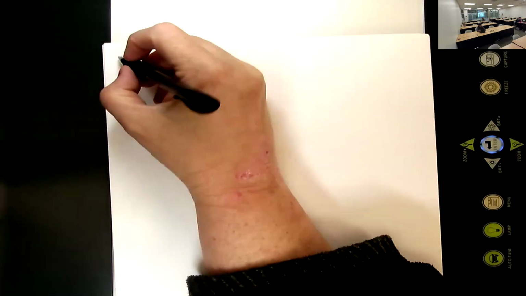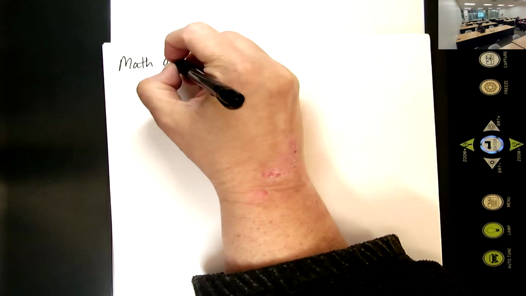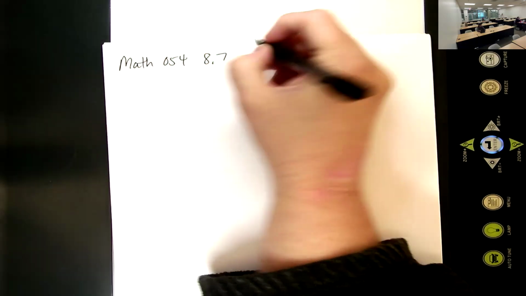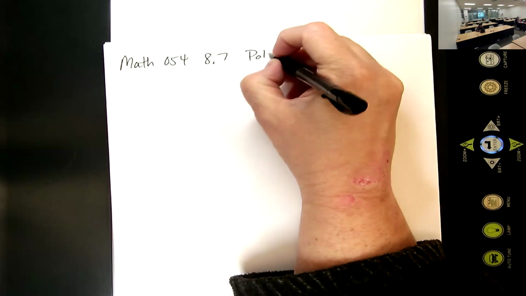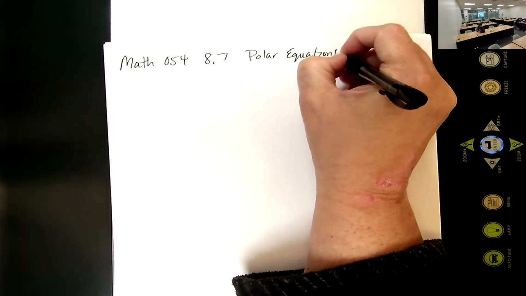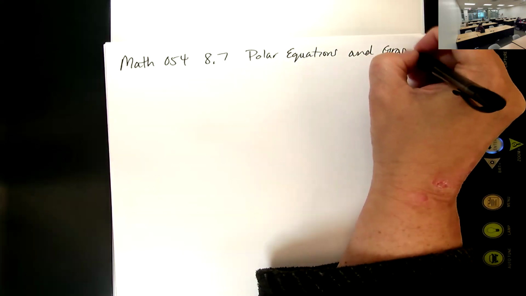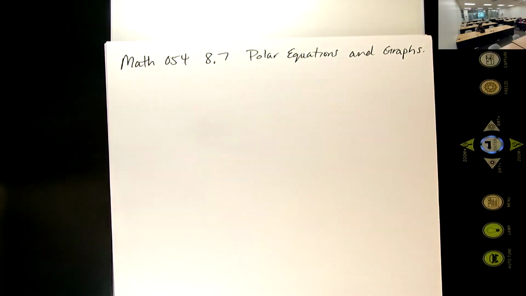We are doing 8.7 today in pre-calc B or trigonometry. This is on polar equations and graphs. And I'm going to be straightforward with you. The polar equations part is a lot more important than the graphs part.